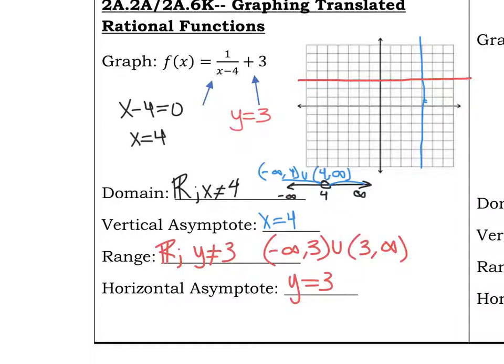Now, where do the branches of my hyperbola go? Well, when the graph is positive, and what I mean by positive is if there is no sign there, we already know it's positive, it's going to go in the first and the third quadrants. Okay, now don't forget it's never going to touch the asymptotes, but it's going to get really, really close.